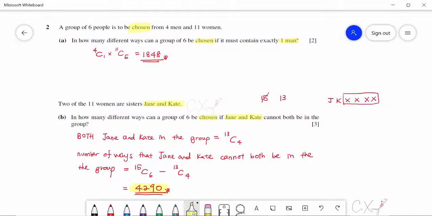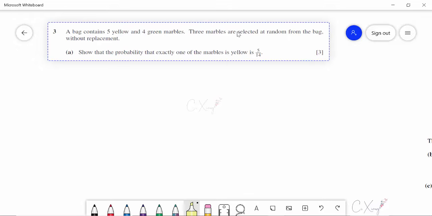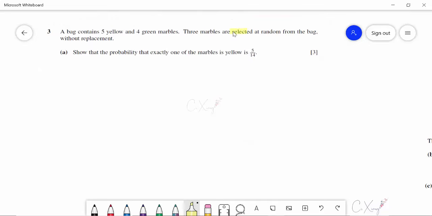Okay, so this is the answer for question number 2. Okay, let's discuss question number 3. So there's a bag containing 5 yellow and 4 green marbles. Then 3 marbles are selected. So again, you see the keyword selected. So please highlight the keyword selected here. At random from the bag without replacement. So without replacement is also one of the keywords. Okay, so the 3 marbles will be selected. So the selected also tells you that it is a combination question.